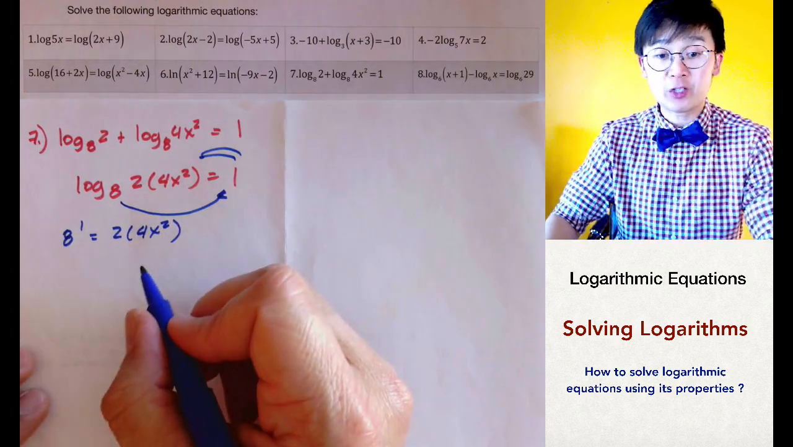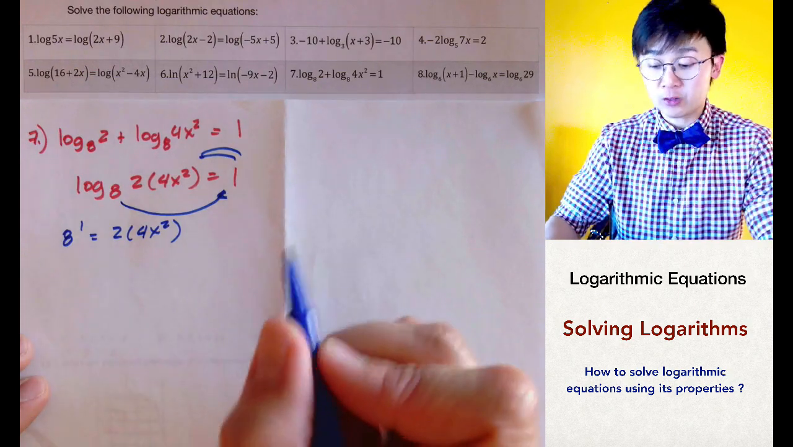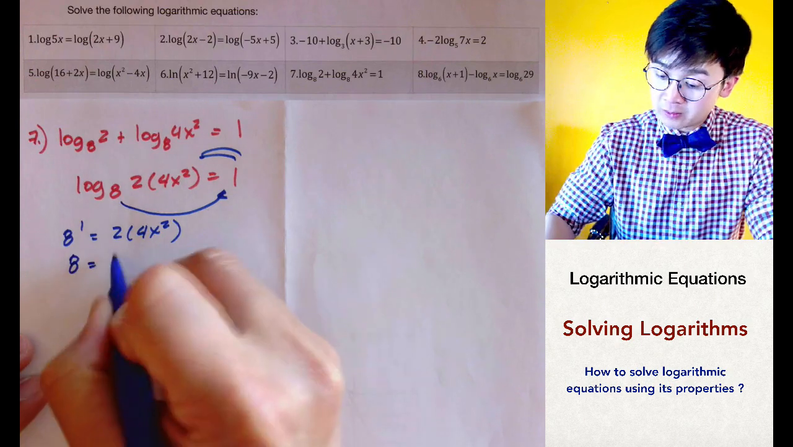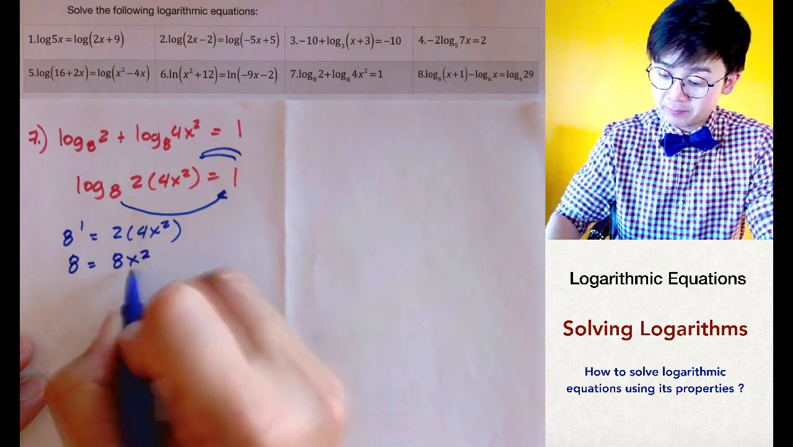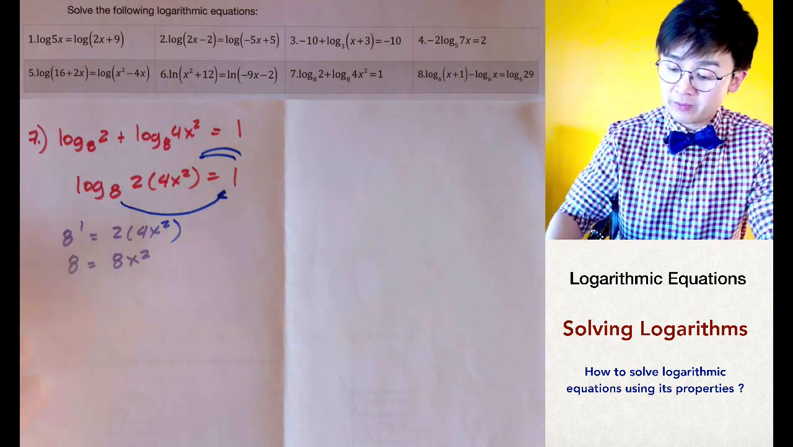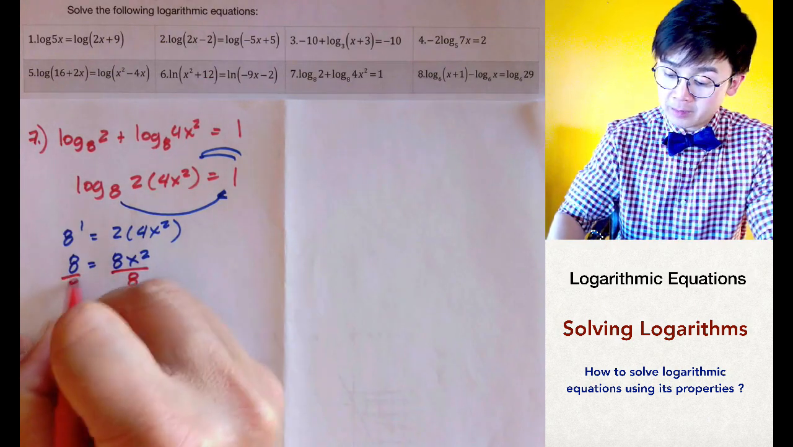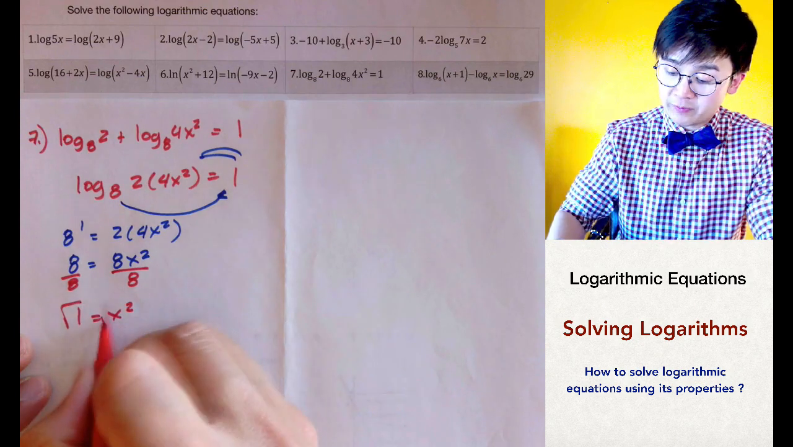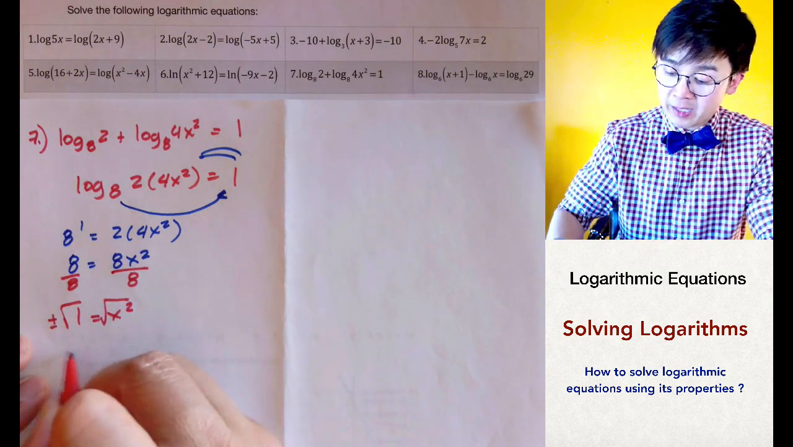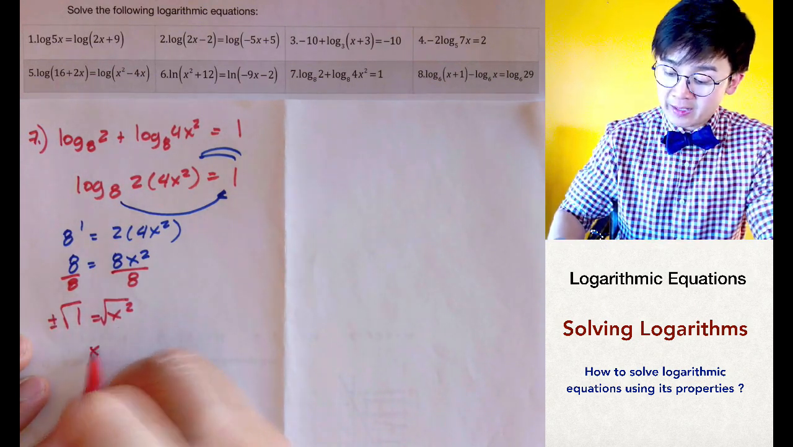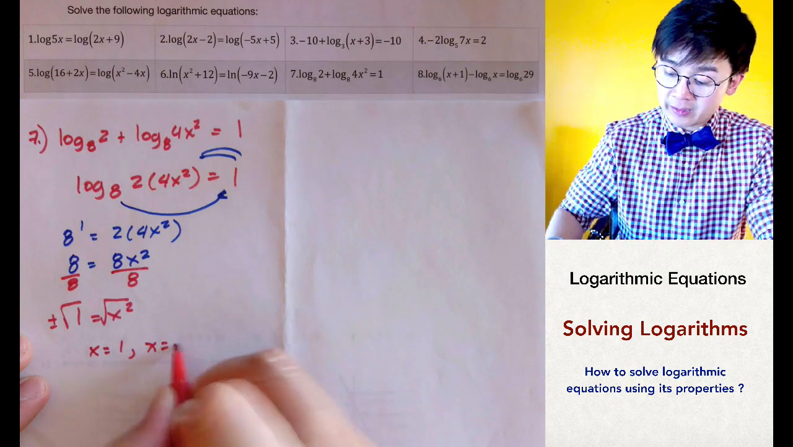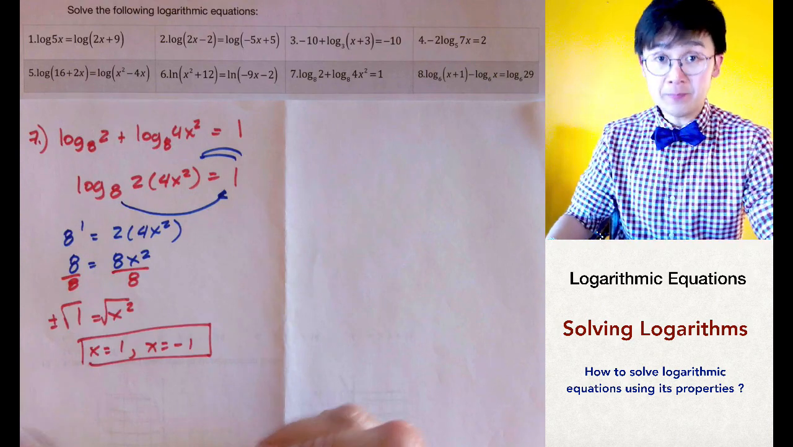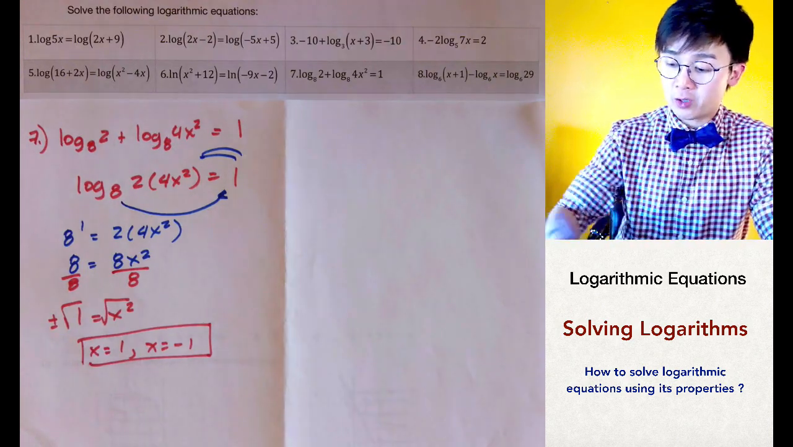So we will change this into log of 2 times 4x squared to the base 8 equals 1 using the product property. At mapapansin nyo na since isa lang yung log, hindi natin din siya pwede i-cancel, pero pwede natin siyang i-convert into exponential. So we'll have 8 raised to 1 equals 2 times 4x squared. So every time isa lang yung logarithm nyo, ang gagawin nyo lang is to convert it into exponential. So we'll have 8 equals 8x squared. And by solving for x, we will divide both sides by 8. So we'll have 1 equals x squared, and by taking the square root of both sides, we'll have plus or minus square root of 1 or x equals 1 and x equals negative 1. So yan yung solution set ng 7 gamit ang properties ng logarithms.